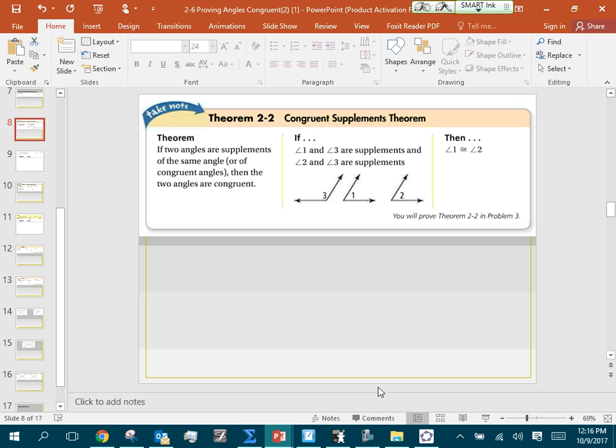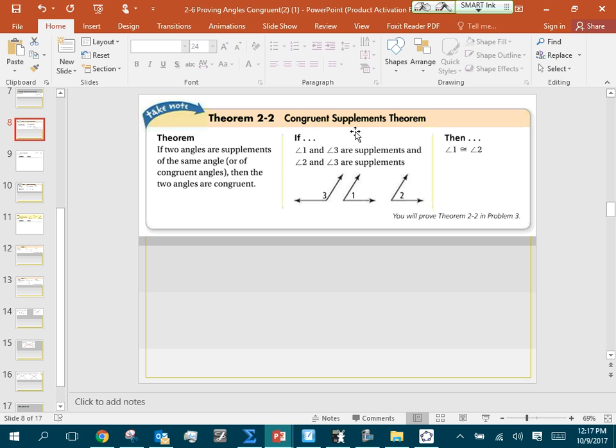So I want to go through the if part. Remember, the if part is always the given, and the then part is always the proof. The first part we're going to do is start off with two angle supplements of the same angle. That's maybe a hard statement to write down with specific angles, but it says two angles are supplements of the same angle. So they write angle 1 and angle 3 are supplements, angle 2 and angle 3 are supplements.